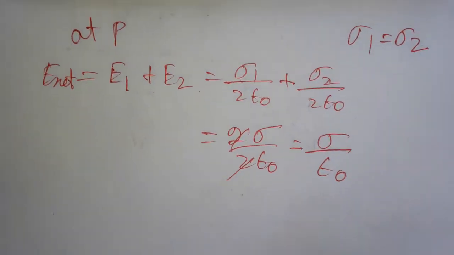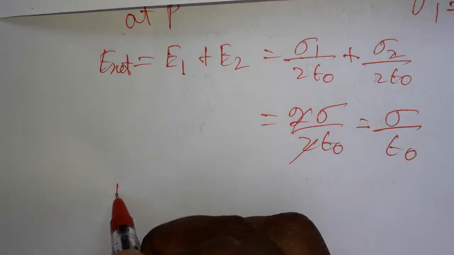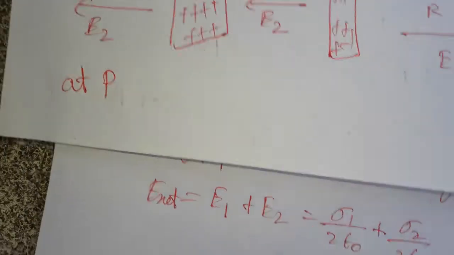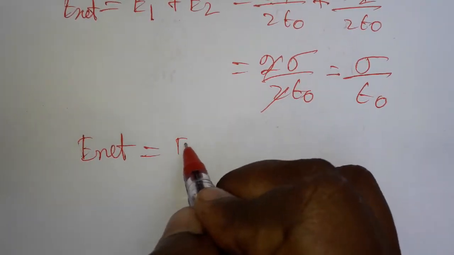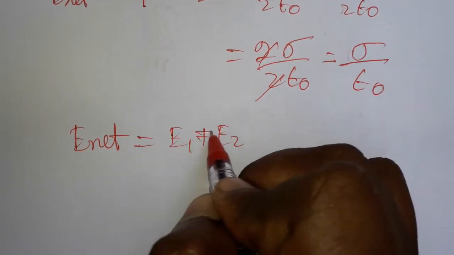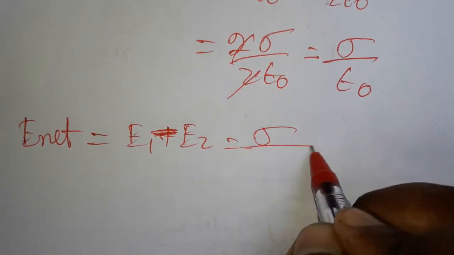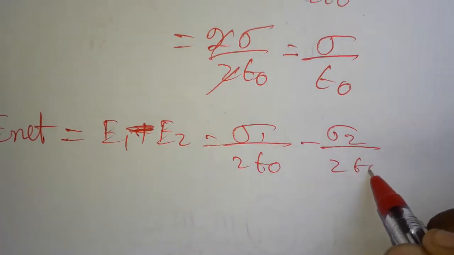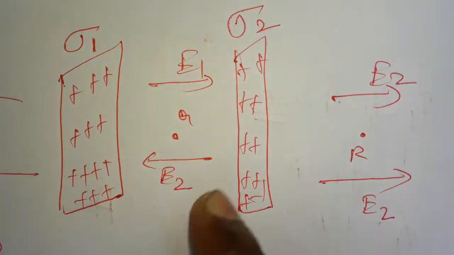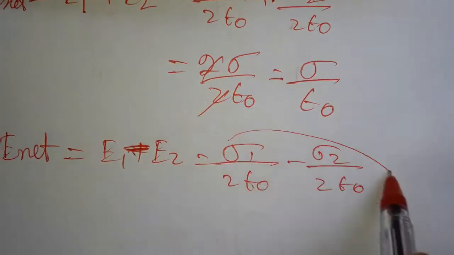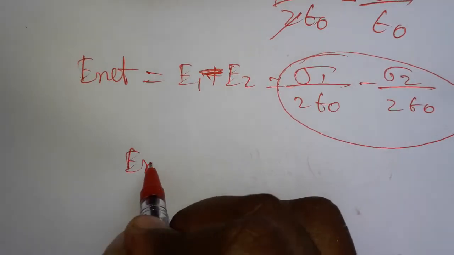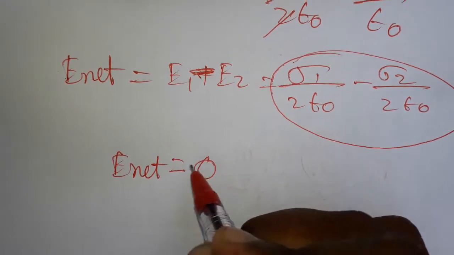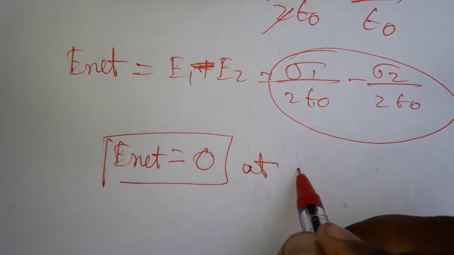So the next thing, it is outside. What is E net at the point of Q? E1 plus E2. E1 minus E2. E1 is sigma 1 divided by 2 epsilon naught and E2 is sigma 2 divided by 2 epsilon naught. Why am I doing subtraction here? Because both are in opposite directions. So this E net value will be 0 at the center.